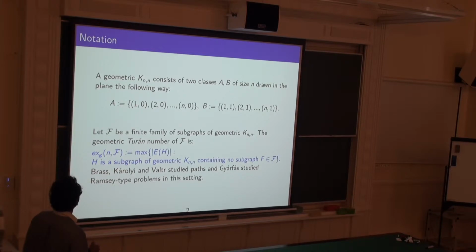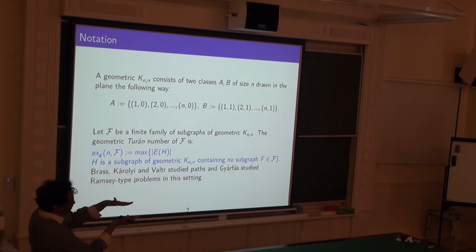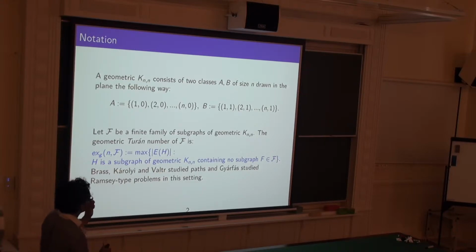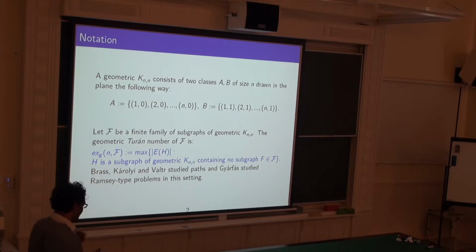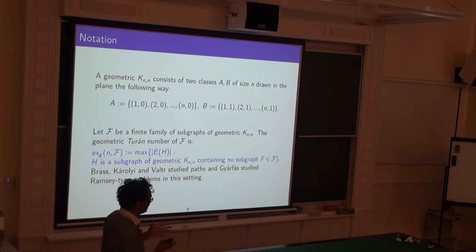Let's say the vertices are (1,0), (2,0), ..., (n,0) and (1,1), (2,1), ..., (n,1), so they are just above each other, and every edge is just a line segment connecting a point from A and a point from B. So this embedding of K_{n,n} is what we call a geometric K_{n,n} for the rest of the talk.